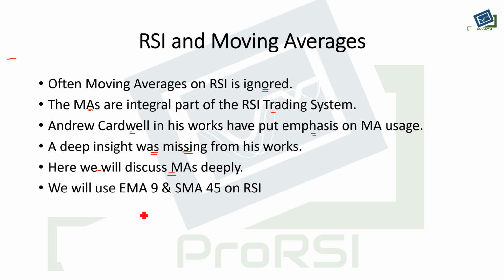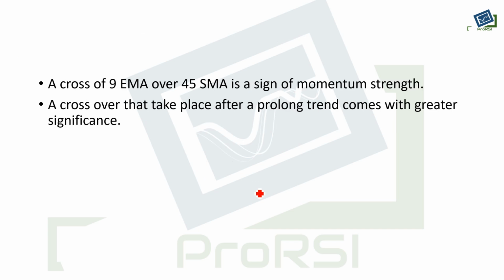So we will basically use a 9 EMA on the RSI and a 45 SMA. So we will be using two sets of moving averages. First will be the 9 EMA, exponential moving average, and then the 45 SMA on the RSI. So now, how to use it?